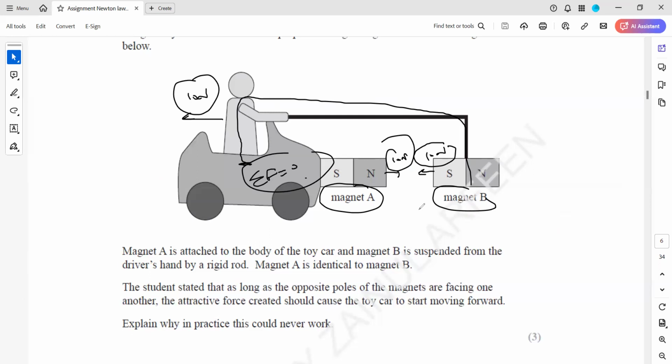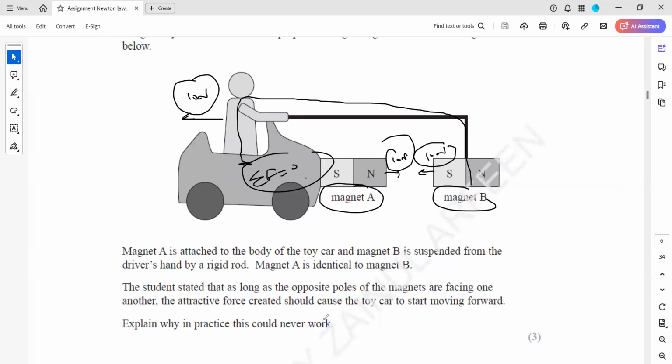Is it clear? Any doubt about the application of Newton's laws of motion?